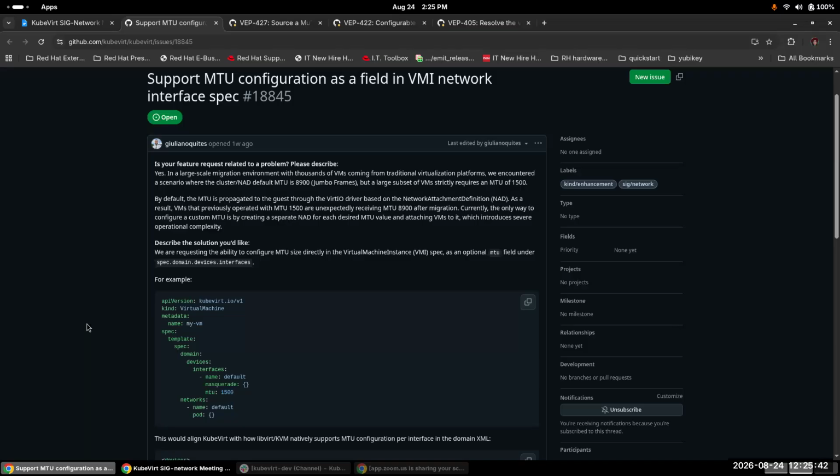But how is it different from creating another NAD with another MTU, and whenever the user is ready, they can shut down the VM, change the NAD, and start the VM? No, but for example, now it's automatically a hot plug. So if you change the NAD while the VM is running... I'm saying, stop the VM whenever you're ready, then change the NAD and then run it.